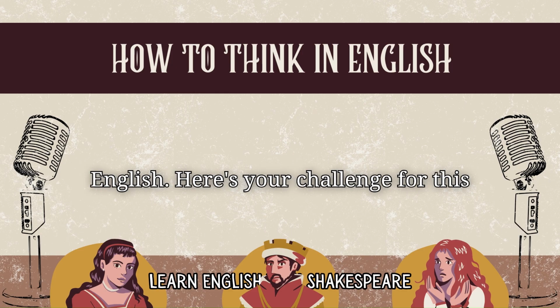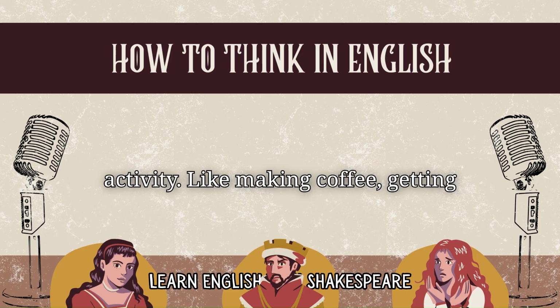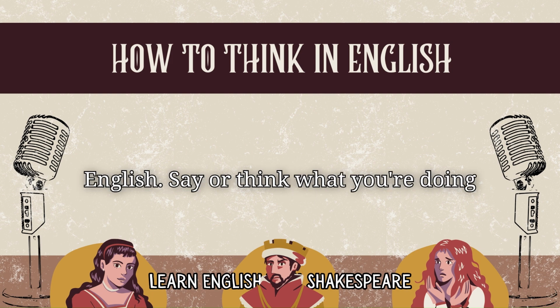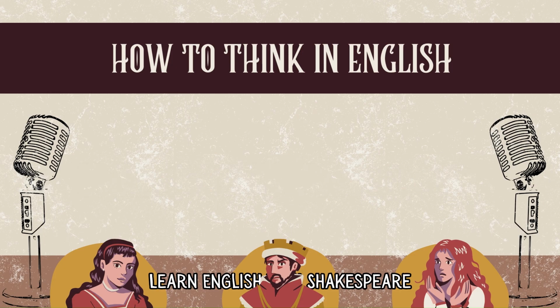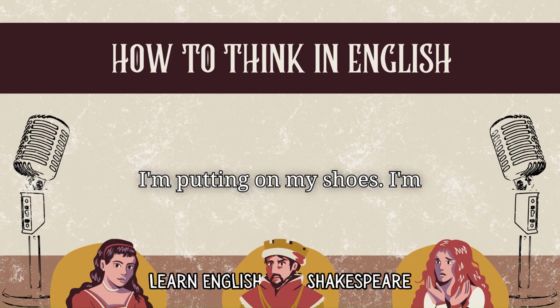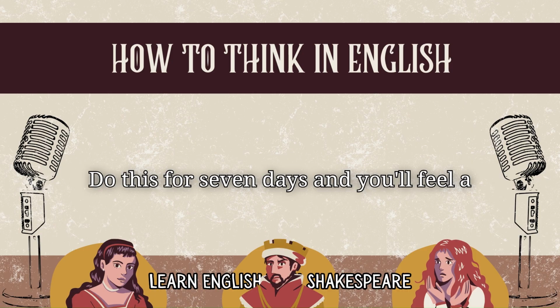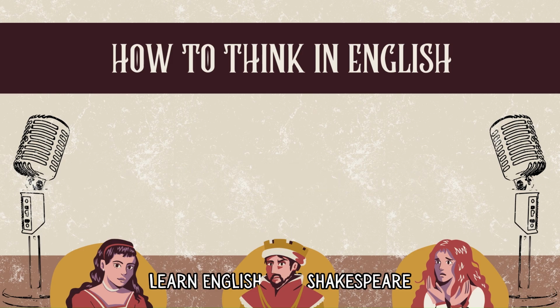Here's your challenge for this week. Choose one daily activity, like making coffee, getting dressed, or cooking, and narrate it in English. Say or think what you're doing step by step. Example, I'm putting on my shoes. I'm opening the fridge. I'm making tea. Do this for 7 days, and you'll feel a big difference in how you think.